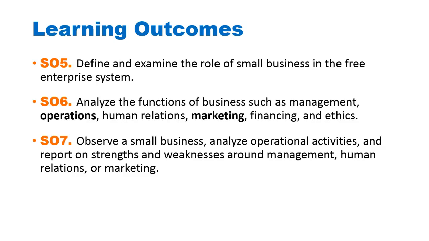And student outcome number 6 is to analyze the functions of business such as management, operations, human relations, marketing, financing, and ethics. And I bolded operations and marketing here because those will be the focus areas for this project. And then the vehicle through which you will do that is through the observation of a small business, where you will analyze its operational activities. You will then report on the strengths and weaknesses around its functions, management, human relations, or marketing, as well as operations.